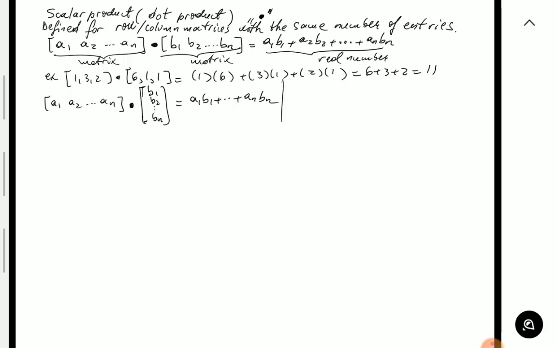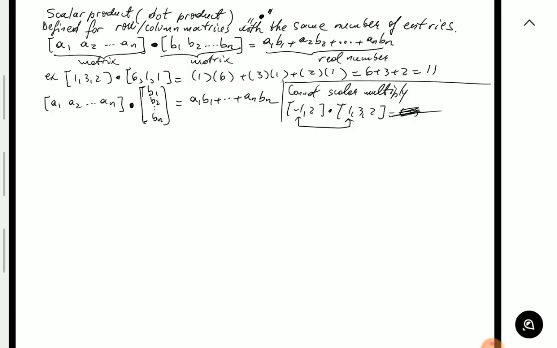So notice, as a remark, you cannot scalar multiply, let's say, the vector (-1, 2) with the vector (1, 3, 2). I'm not going to even do it, because you're not going to have enough matchings. The last component here is not going to be paired with an entry in the first one. So you need to have the same number of components to compute the dot product the way it is defined.